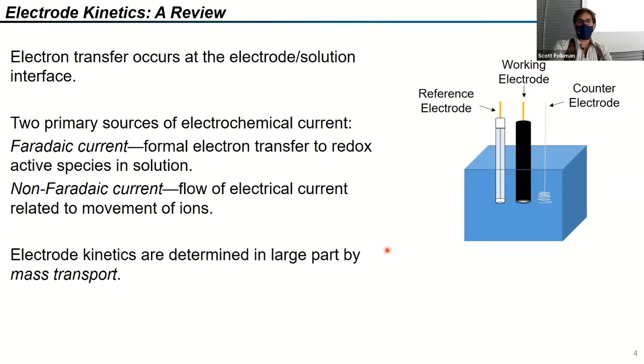And as discussed last time, we remembered that electrode kinetics are determined in large part by mass transport. We have migration of ions, charged particles in an electric field. We have convection, which would be related to stirring. And we have diffusion of the analyte to the electrode.